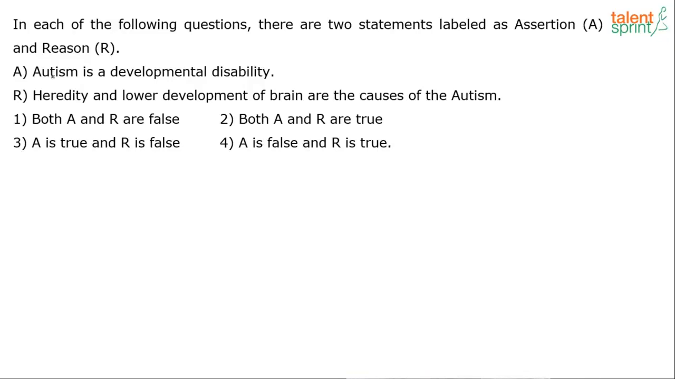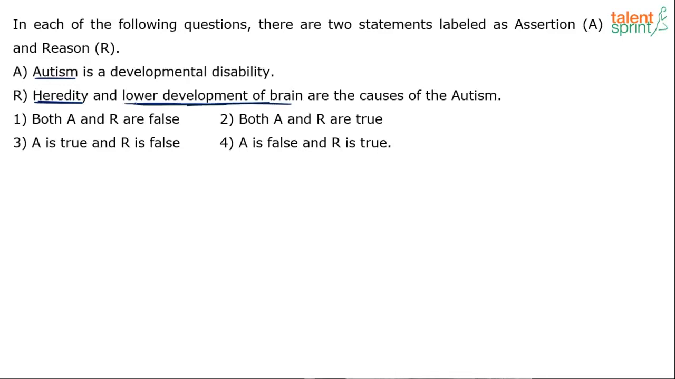What is A? Autism is a developmental disability. Now you know that autism is a disability. The assertion is that it is a developmental disability. And why are they asserting this? The reason given is heredity and lower development of brain are the causes of autism. It can be heredity. It means it comes from the kind of parents and grandparents and all. And lower development of brain.